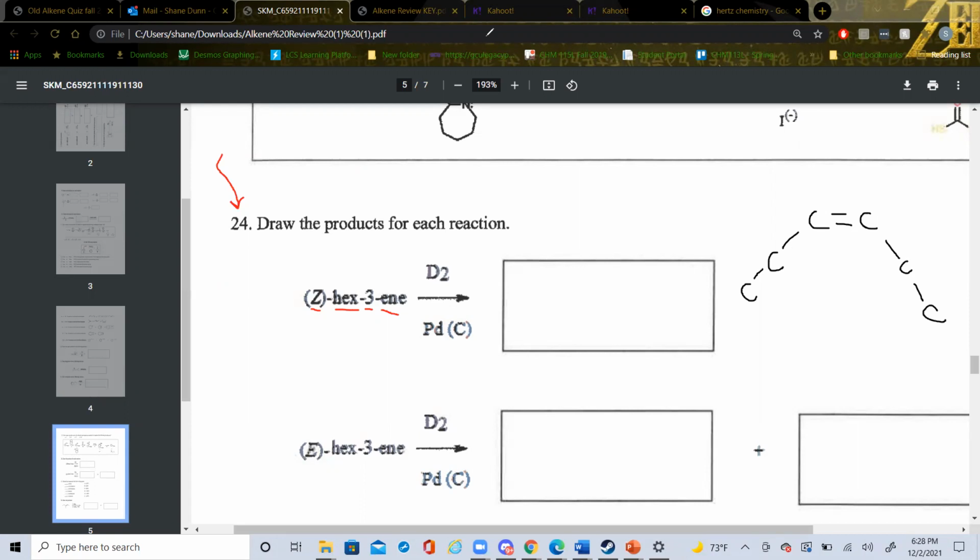What's going to happen is this double bond goes away, and it's going to form a positive and negative charge. When the D2 splits, it's also going to form a positive and negative charge. Both of the D atoms are going to attach to this carbon. We get a D here and a D here. So that's what this product is going to look like.